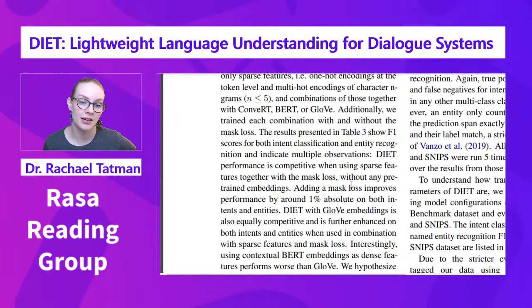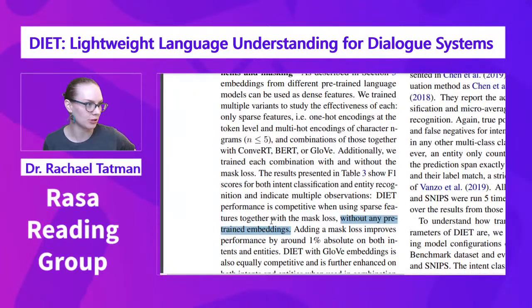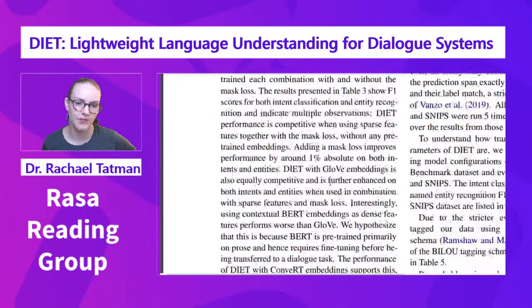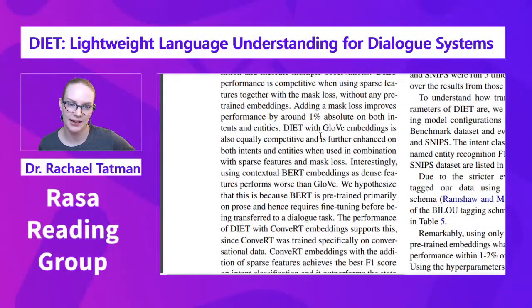DIET performance is competitive when using sparse features together with the mask loss without any pre-trained embeddings. So if you are working in a language other than English and you don't have good pre-trained embeddings, DIET should work for you. Adding a mask loss improves performance by about 1% absolute on both entities and intents. DIET with GloVe embeddings is also equally competitive and is further enhanced on both intents and entities when used in combination with sparse features and mask loss. And GloVe embeddings, they've been around for a while. I want to say there are some multilingual ones, but primarily they were developed in English.